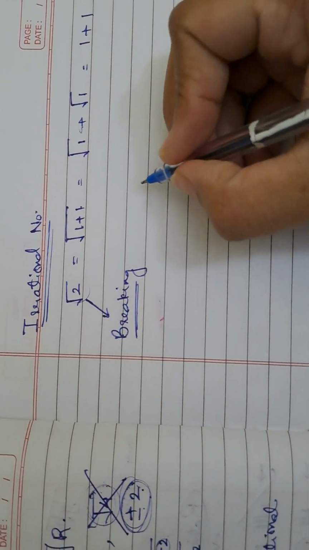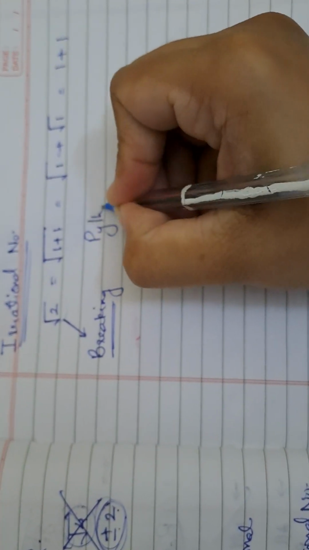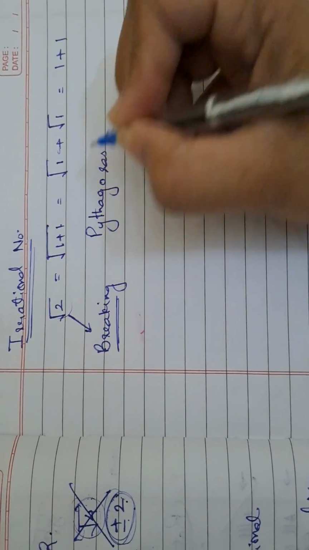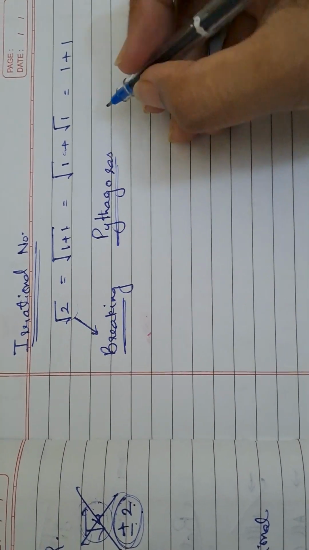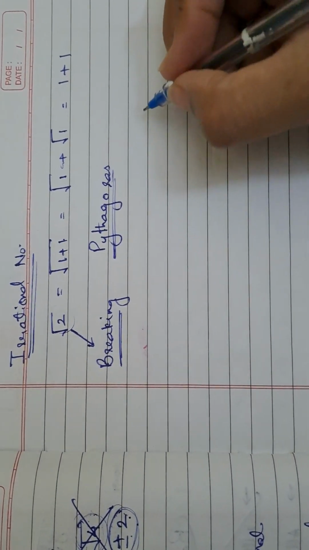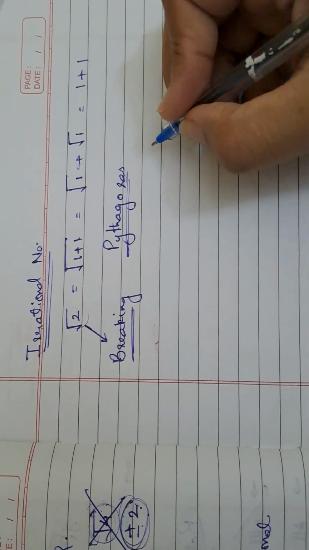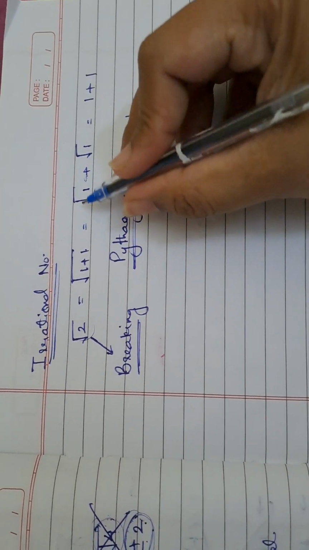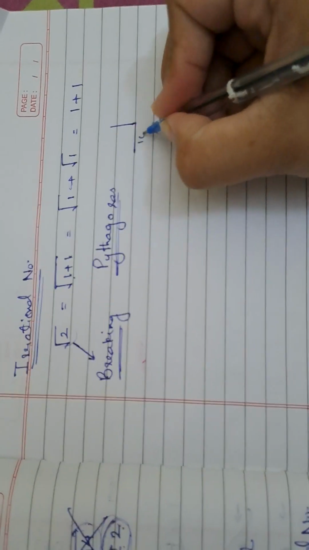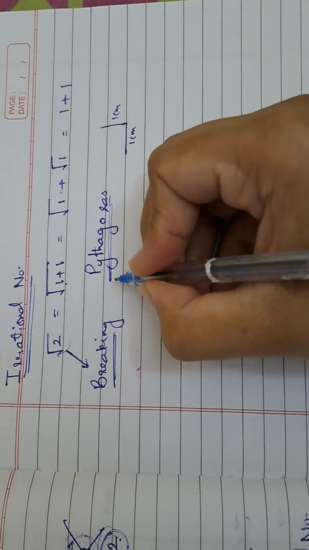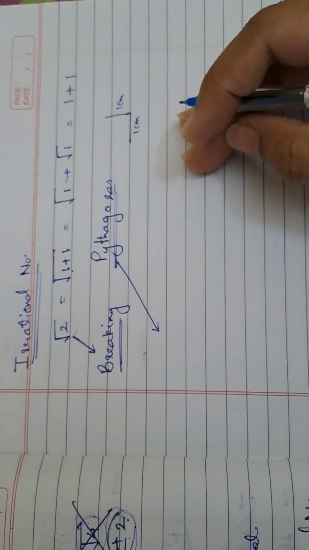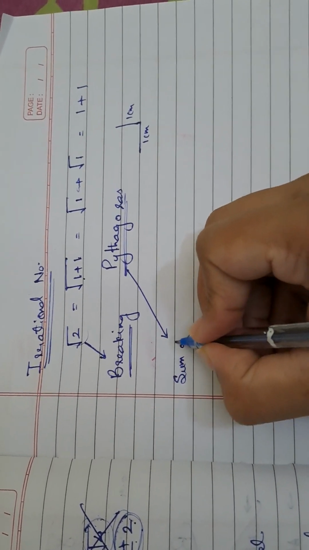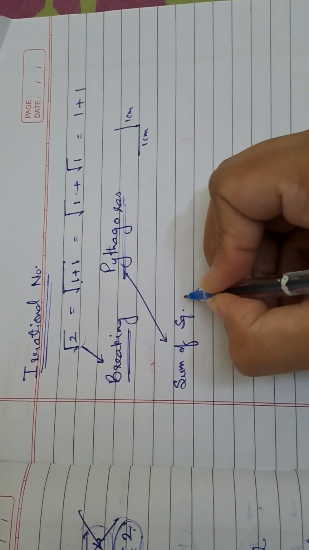So how are we doing it? We are doing it with the Pythagoras theorem. Now what does it say? It deals with the right angle triangle, and what are the dimensions? Now I'm drawing the right angle triangle, and its dimensions are 1 centimeter, 1 centimeter. What does the Pythagoras theorem say? It says that the sum of squares.